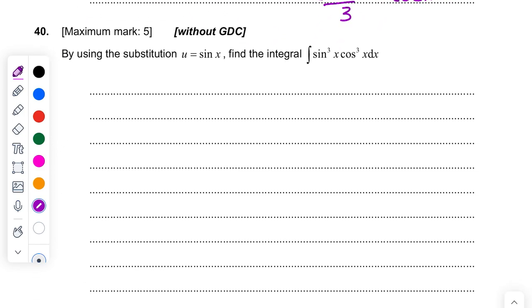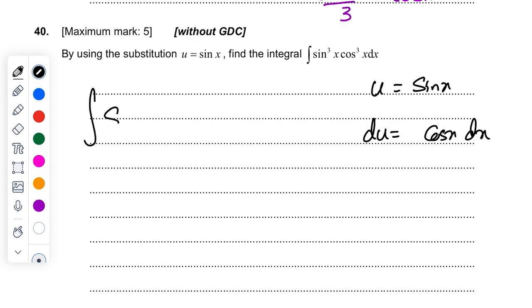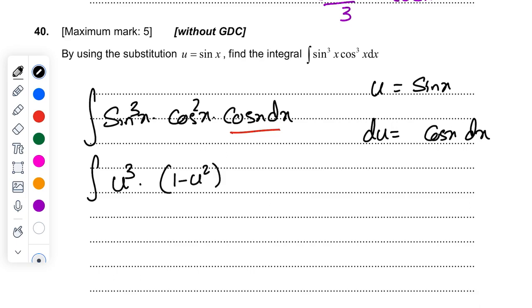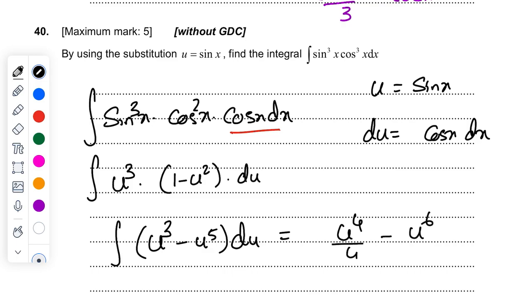Question number 40. By using the substitution u equals sine x, so du equals, sine x derivative is nothing but cos x dx. Now I have cos cube x, which can be written as cos square x times cos x dx. Cos x dx is du, and sine x is u. Cos square x is 1 minus sine square x. So what does that become now? u cube minus u power 5 du. So what does that become? u power 4 upon 4 minus u power 6 upon 6 plus c. So which is sine power 4 x upon 4 minus sine power 6 x upon 6 plus c. This is going to be the answer.